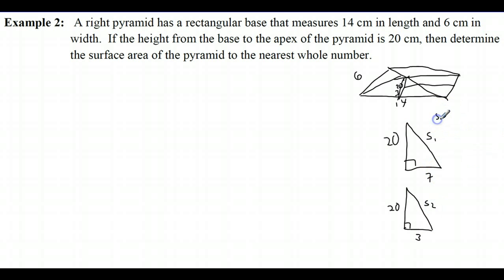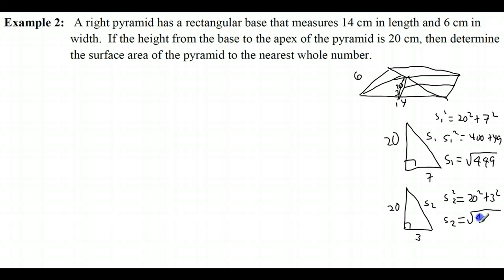So let me see if I can squeeze this in here. S1 squared will be 20 squared plus 7 squared. S1 squared is 400 plus 49. S1 will be the square root of 449. S2 squared is 20 squared plus 3 squared. S2 is the root of 409. Okay, so we now have our two slant heights.